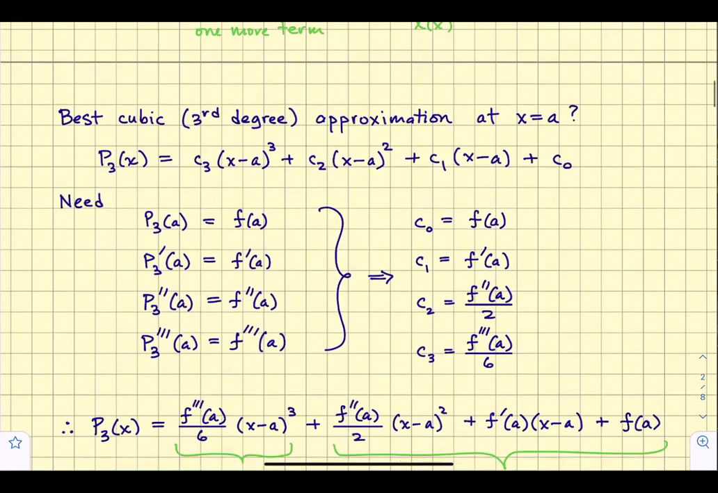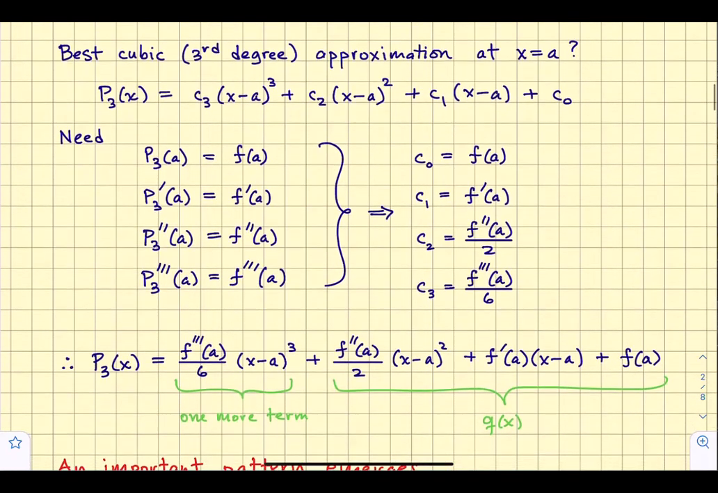So humor me, and what if we played the game again and we wanted to find the best cubic approximation at x equals a? In other words, we want a third degree polynomial that's centered at x equals a. And I've already used the letter c, so I won't use c for cubic, but how about we'll call it p3 for third degree polynomial. So if we do a third degree polynomial, it should look like some constant c3 times (x minus a) to the third, plus some constant c2 times (x minus a) squared, plus some constant c1 times (x minus a) to the first, plus some constant c0.